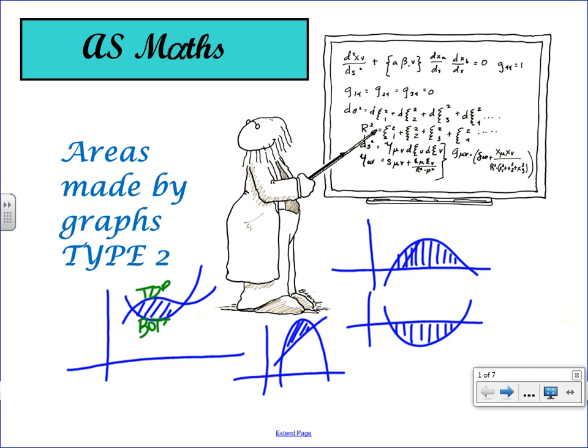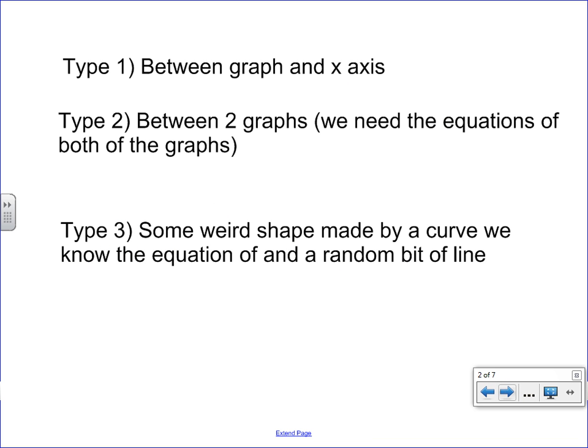The curve might be a line, that doesn't matter. There's the top one and the bottom one. So all of the ones we're going to look at now satisfy that criteria. Okay, so this is type 2, where we're looking between two graphs. Notice that we do need the equations of both of the graphs, both the lines, for this to work.